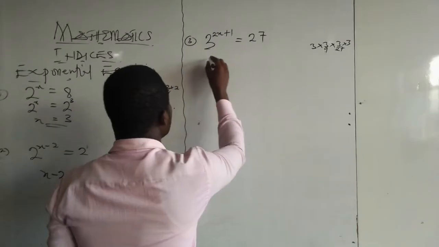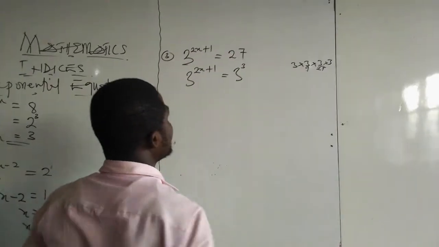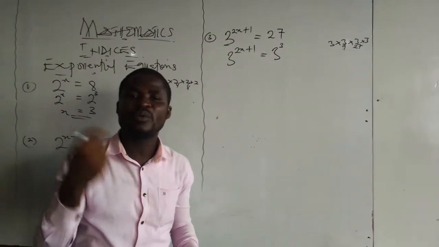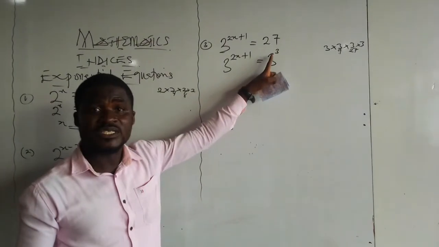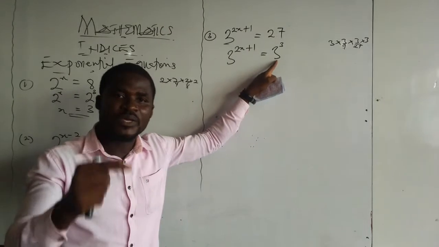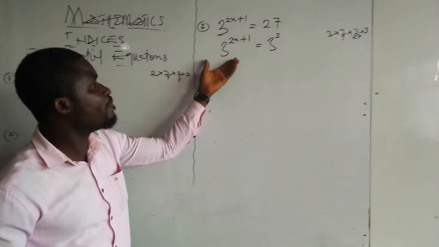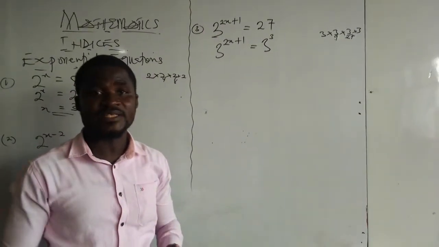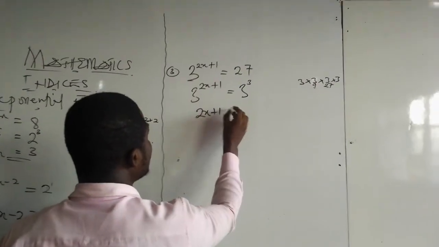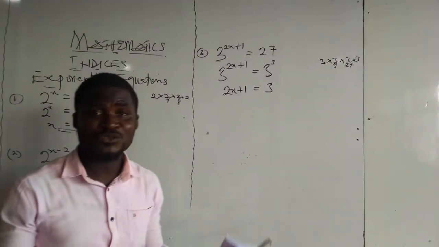So we are going to have 3 exponent 2x plus 1 equals 3 exponent 3. Please, it is not 3 times what number will give you 27. It is 3 exponent what number will give you 27. It is 3 exponent 3, because 3 times 3 times 3 will give us 27. So the law says that whenever the bases are the same, we should equate the exponents. So we are going to have 2x plus 1 equals 3. Now, the next step is to group like terms.